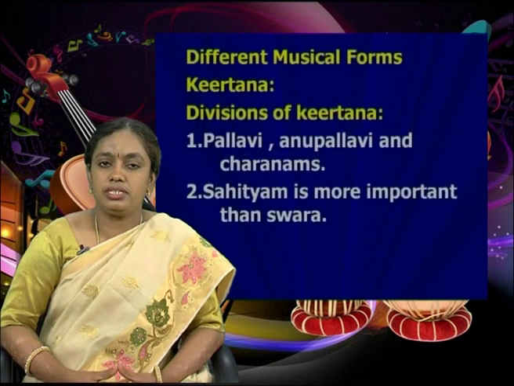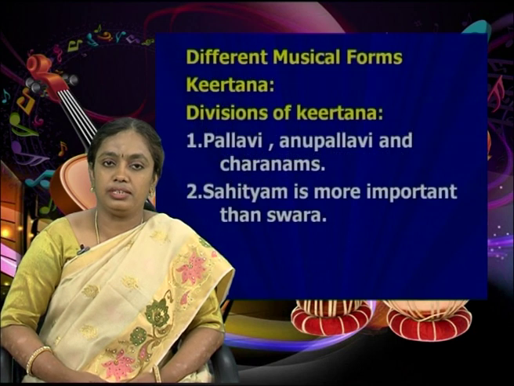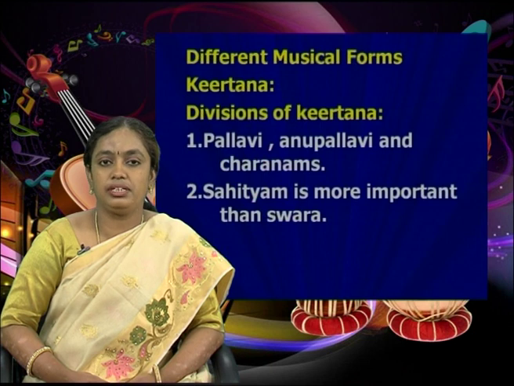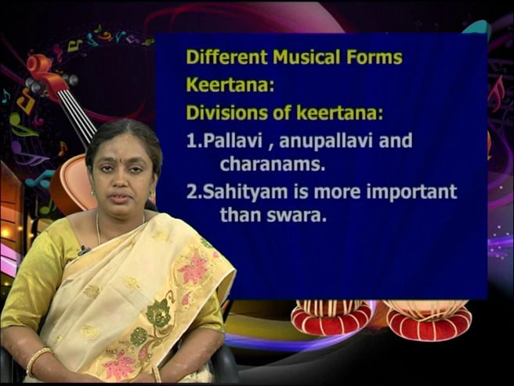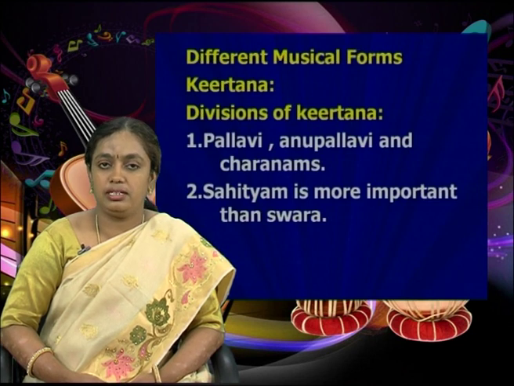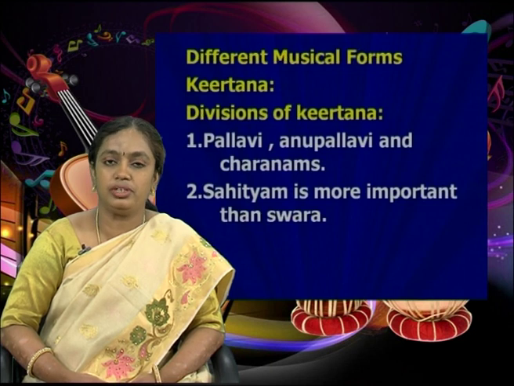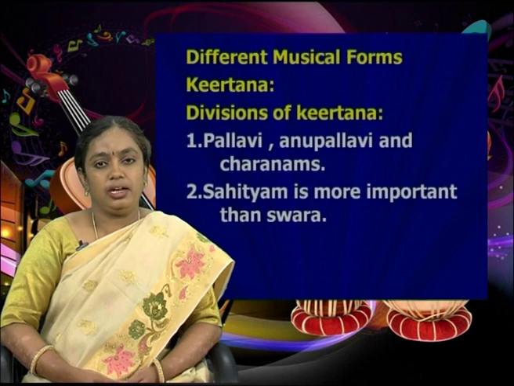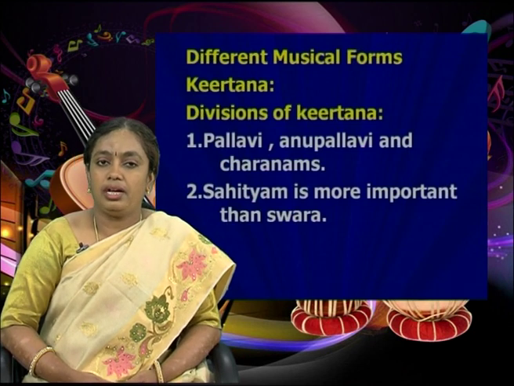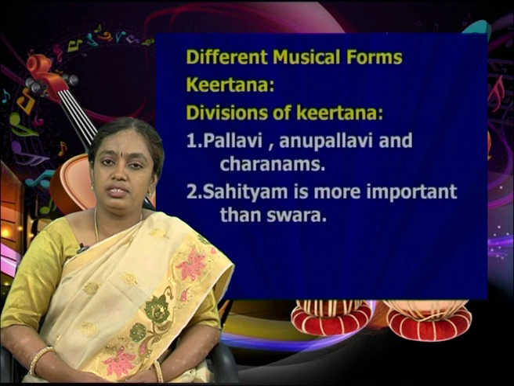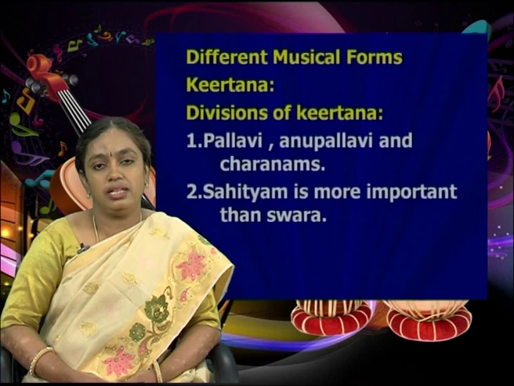Now you can know some details of the division of Kirtanas. The parts of Kirtanas are Pallavi, Anupallavi and Charanams. Varnas and Swarajatis have many different parts. In Varnas you will observe Muktaiswaram and ettugada swaras, whereas in Kirtanas you can observe Pallavi, Anupallavi and Charanams. And in this Kirtana section the Sahityam is more important than Swara. That is, the Sahityam is given more preference than Swara.